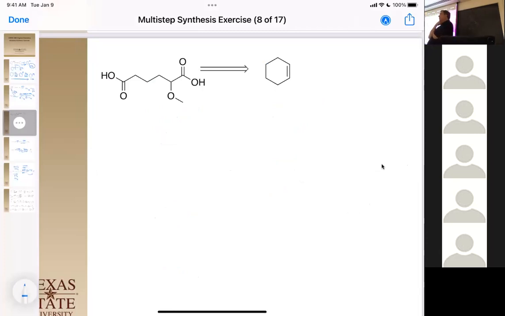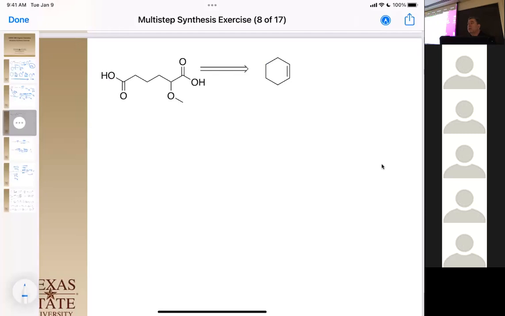Okay, so now let's do this one. So we have an ether on there, and then we have 2 carboxylic acids. And I say we can start from an alkene. We're going to start from cycloalkene, cyclohexene. Okay. So I think we need to get, well, we can actually just cut the ring apart and get to the dicarboxylic acid that way. And that would be easy, but that doesn't get us our ether on here.